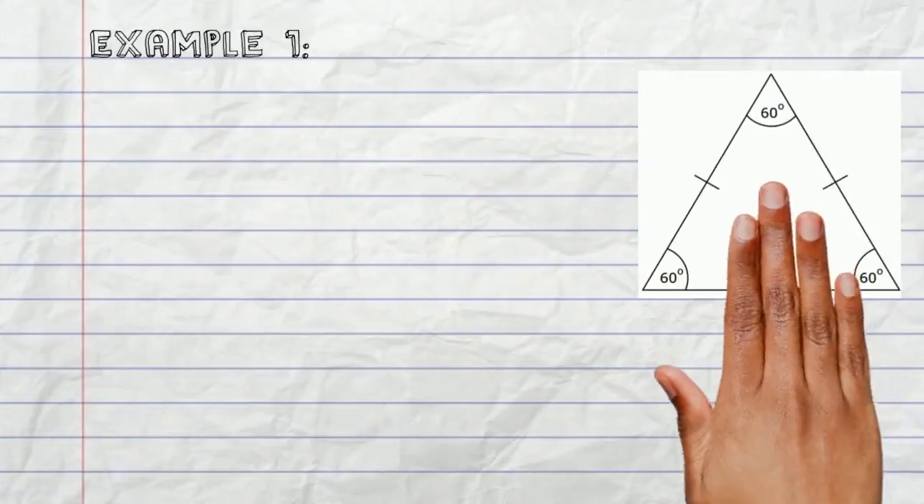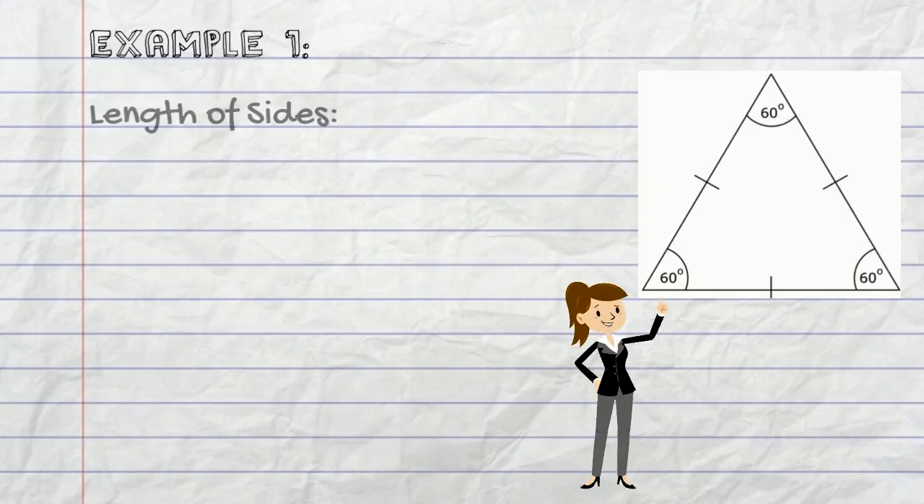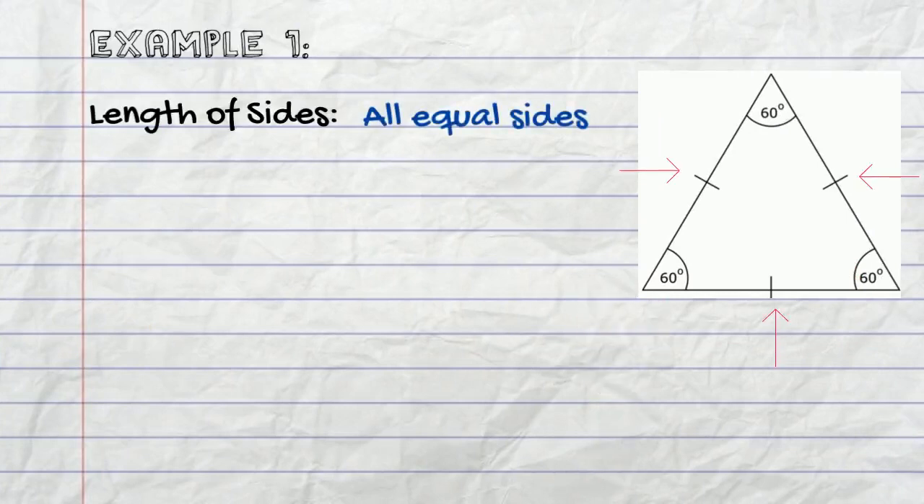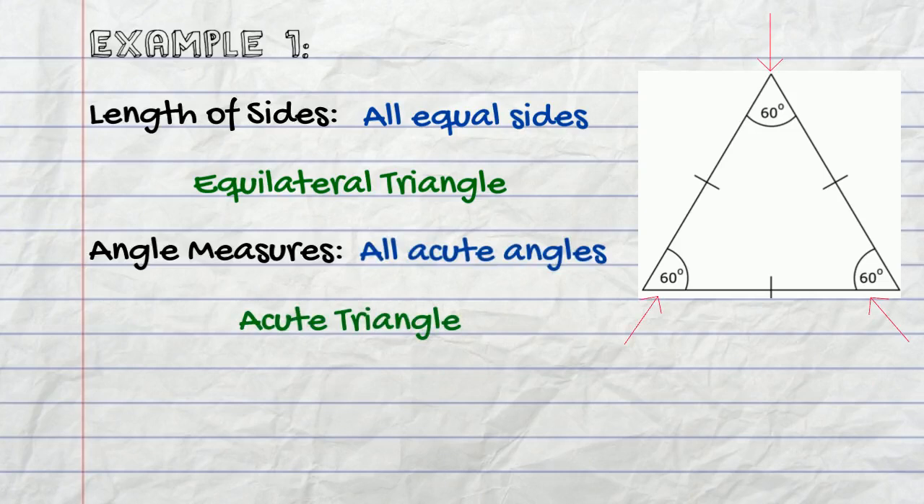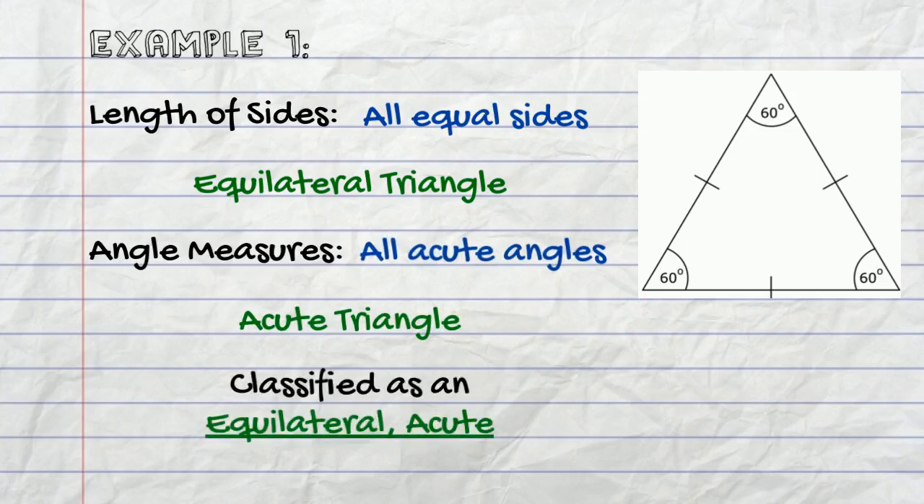Let's do an example. This triangle has all equal sides. That makes it an equilateral triangle. It also has all acute angles. That makes it an acute triangle. So this triangle is classified as an equilateral acute triangle.